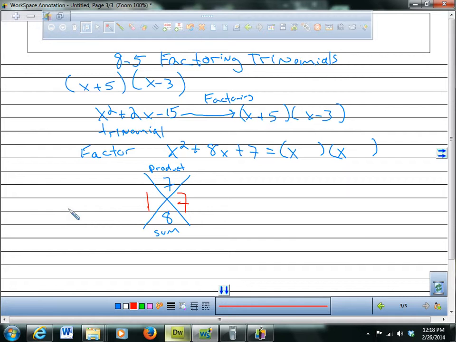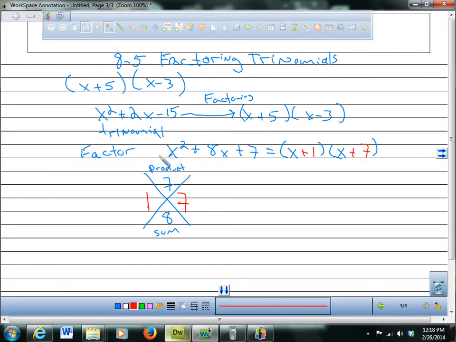Wait, I don't get why we did that. Okay, why? Because this is plus 1, and this is plus 7. If I FOIL this out, 1 times x gives you 1x, 7 times x gives you 7x, 1 times 7 gives you 7. It's not that horrible, is it? So that's called factoring. When everything's positive, you know both of these have to be positive, so it works out pretty easy.